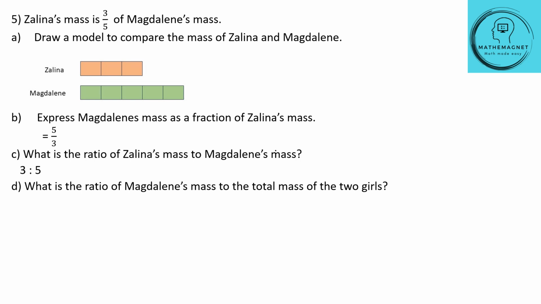Question D. What is the ratio of Magdalene's mass to the total mass of the two girls? We'll first find the total mass of the two girls, which is 5 plus 3, which is equal to 8. And the ratio of Magdalene's mass to total mass will be 5 is to 8.